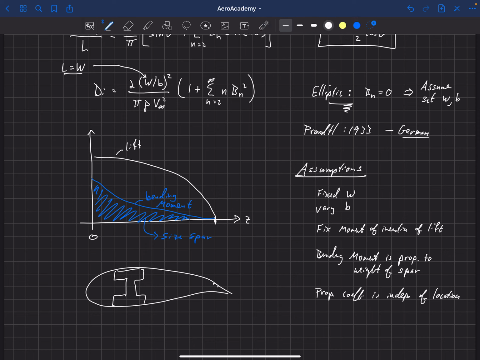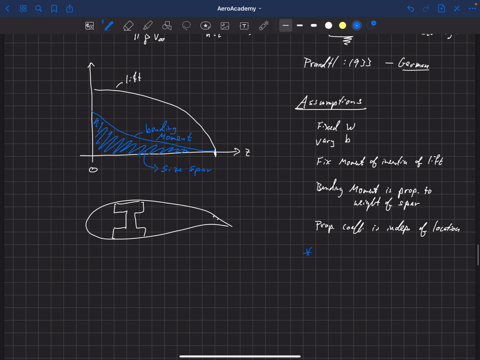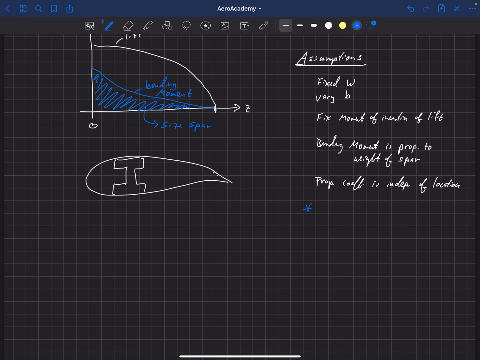I'm just going to star it: he doesn't specifically say this again, but with his math he is implying that the chord is constant, or chord is independent of span location. So basically we're assuming that this is only good for rectangular wings.